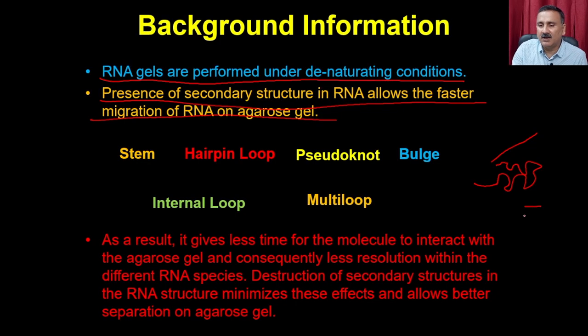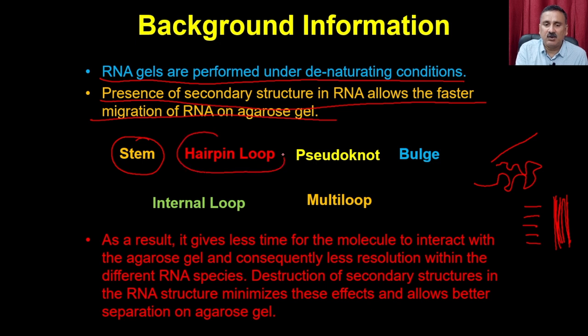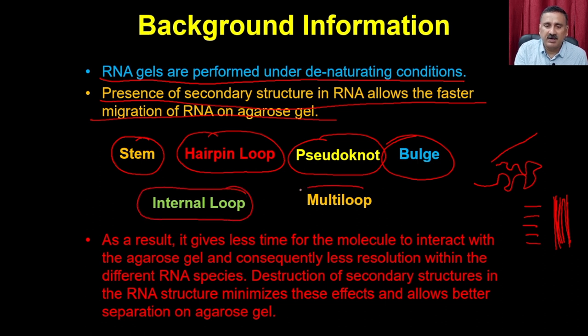Instead of getting individual bands, you are going to get a smear, because then you are going to get no separation. And that happens because the messenger RNA is going to form different types of secondary structures. They are going to form the stem, the hairpin loops, the pseudoknots, bulges, and they are also going to have internal loops and multiple loops.